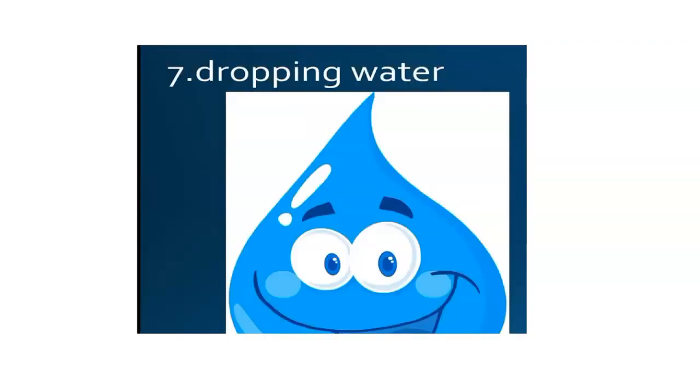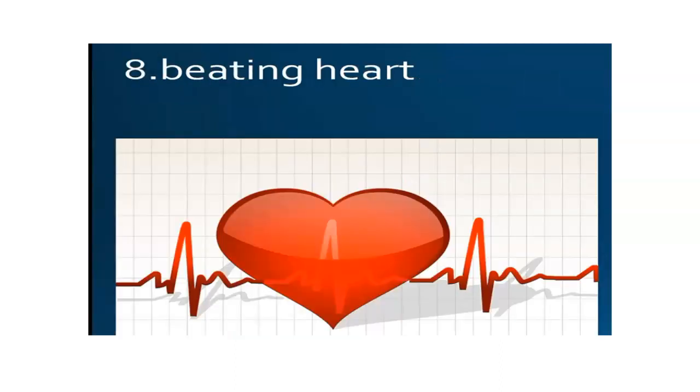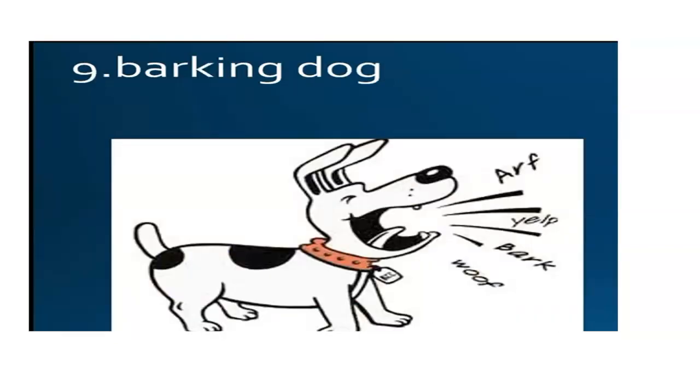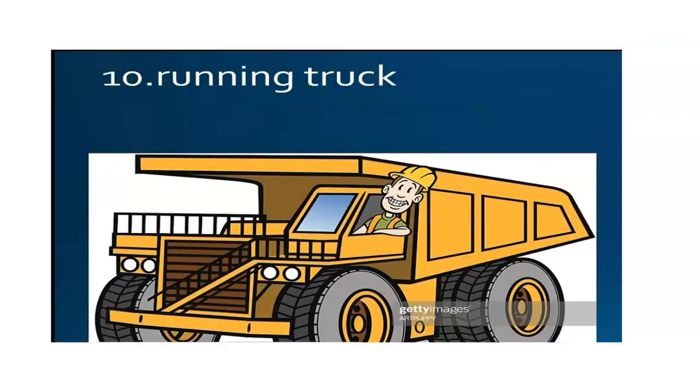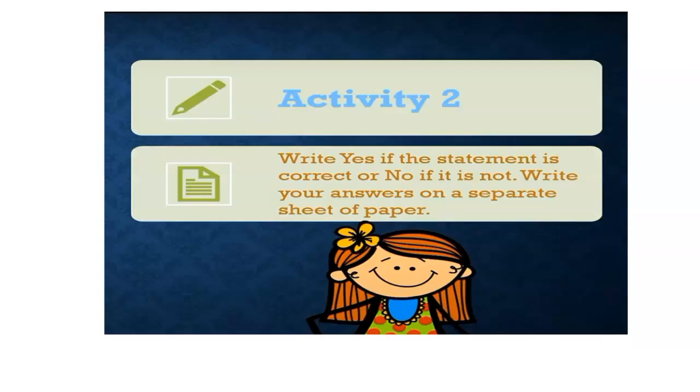Is it S or L? S. Number 8 is beating heart. Is it S or L? It is S, soft sound. Number 9, barking dog. Is it S or L? L. Number 10, running truck. Is it S or L? L, loud sound.